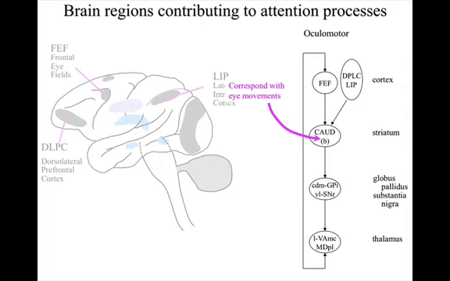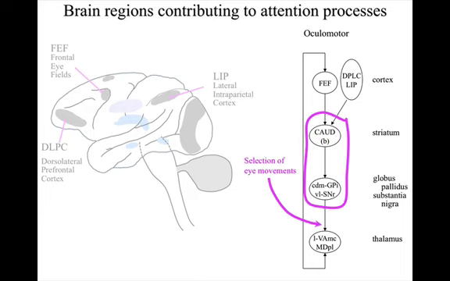In this region of the striatum, different neurons correspond with different eye movements. So these neurons get inputs from the FEF, the LIP, and the DLPC, and interpret these inputs as recommendations in favour of their corresponding eye movement.